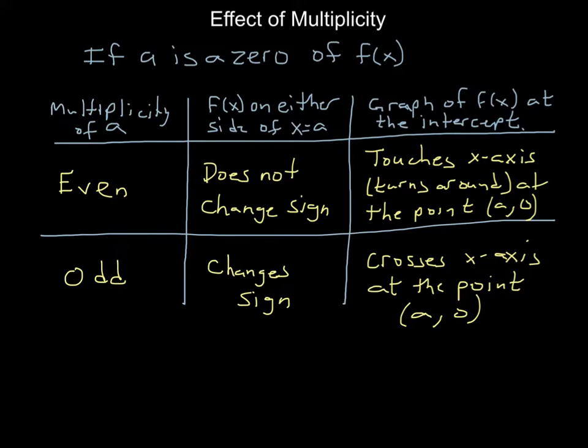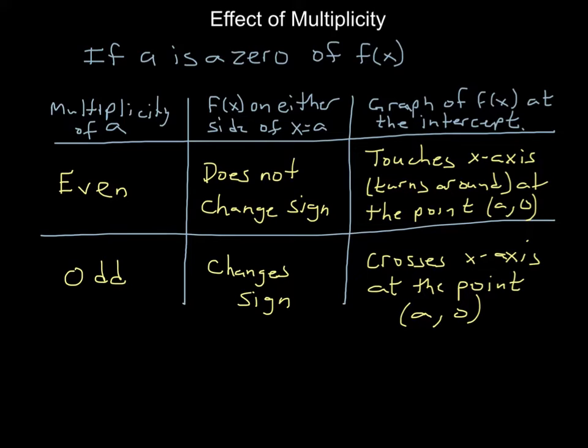To both sides, just to the left and just to the right of a on the x-axis, the function values have the same sign, either both positive or both negative. In essence, the graph touches the x-axis at the point (a, 0) and then turns around. If the multiplicity of a 0 is odd, then when I pick values of x just to one side of a, it might be positive, and to the other side it's negative. Or it could go the other way, negative and then positive.